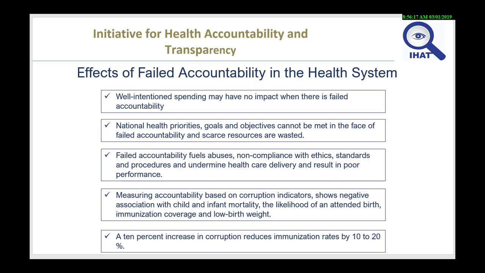We must also note that failed accountability fuels abuses. It fuels non-compliance with ethics, standards, and procedures, and therefore undermines healthcare delivery and results in poor performance. Measuring accountability based on corruption indicators shows negative correlation with a number of healthcare indicators. It has to do with child and infant mortality, skilled birth attendance, immunization coverage, and also low birth weight. It is also reported that a 10% increase in corruption reduces immunization rates by as much as 20%.